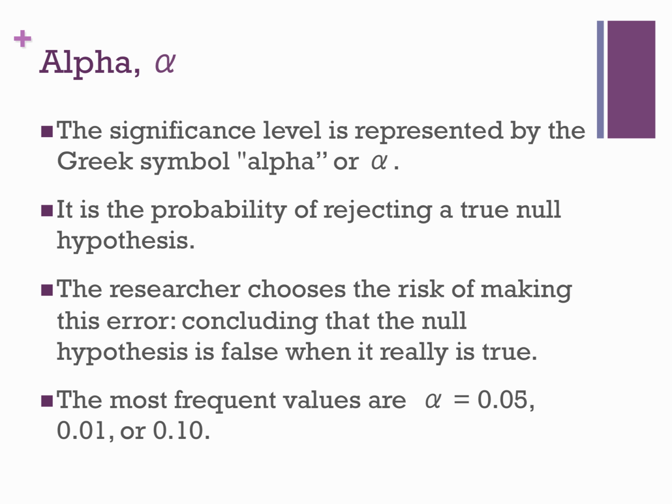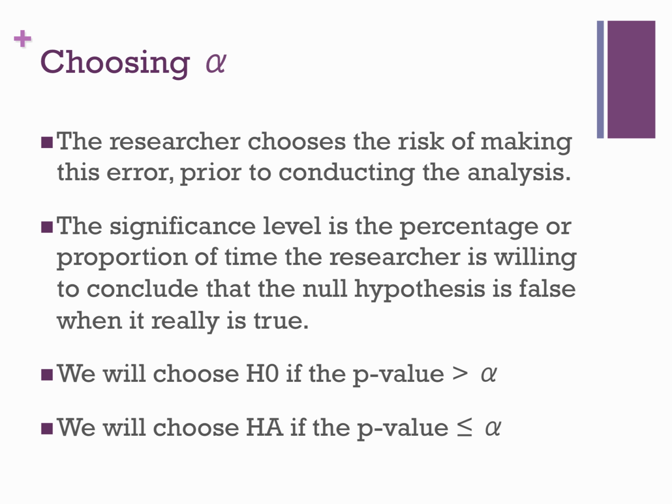The most frequent value is an alpha of 0.05. So 5% of the time we're willing to conclude the alternative when the null is true. Sometimes you'll see 0.01 or 0.1, and we'll talk more about the selection of alpha throughout the course of the semester. The researcher chooses it, but again, prior to conducting the analysis. It is also called a significance level or type 1 error. This is the most important, so type 1 error.